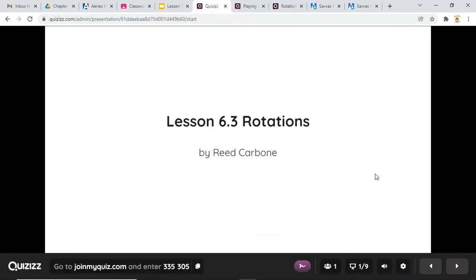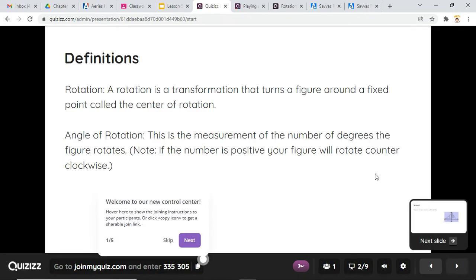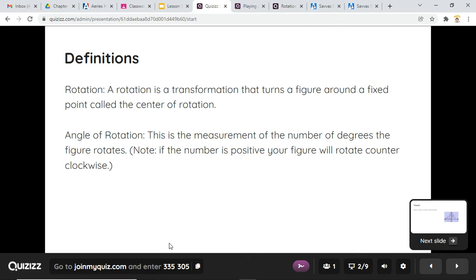Okay. So, like I said, this is going to be lesson 6.3 where we're going to be learning about rotations. All right, so our first definition for today. The definition of a rotation is a transformation that turns a figure around a fixed point called the center of rotation. So basically, the center of rotation is just going to be that one point on our graph that we're going to be rotating our figure about. If it's a triangle, the triangle is going to be rotating about that one point on the graph.